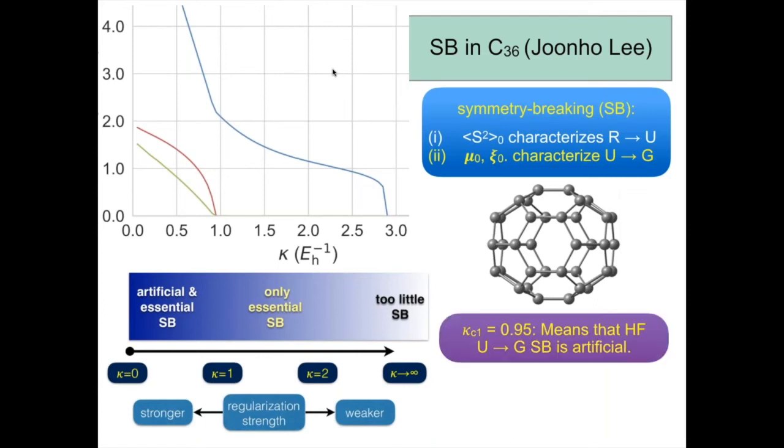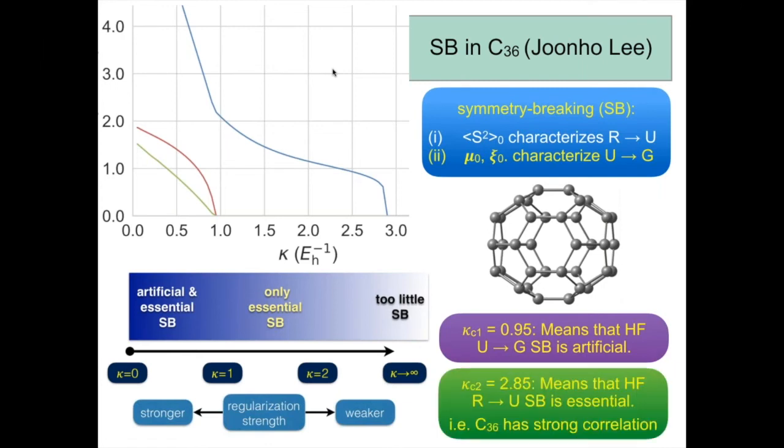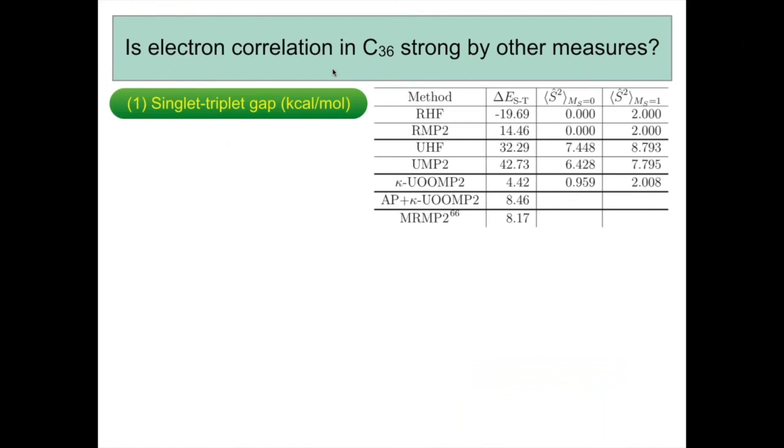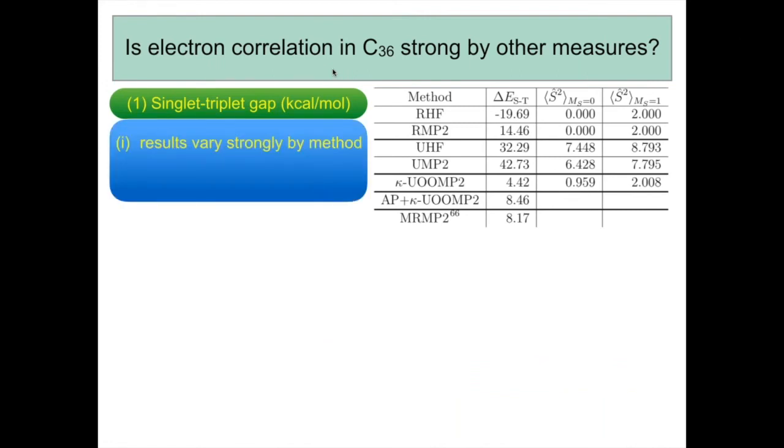So we conclude here that unrestricted to general symmetry breaking is artificial, but in C36, the restricted to unrestricted symmetry breaking is in fact essential, and therefore C36 seems to be a molecule that shows strong correlations. And you can then go cross-check. It's got a much smaller singlet triplet gap by quite a large factor. The results now vary strongly by methods, suggesting that sensitivity to strong correlation now matters.